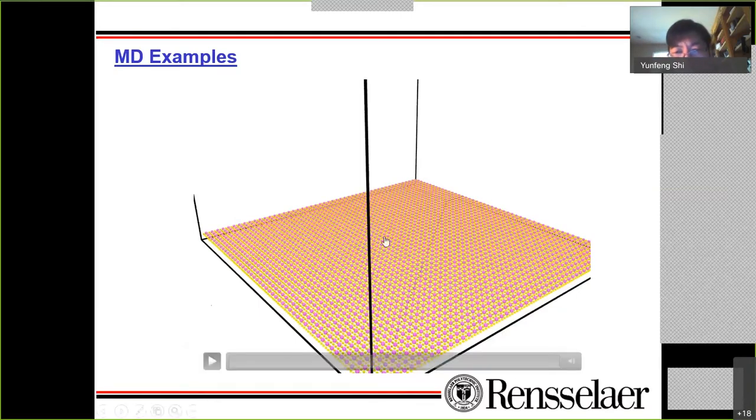So here I'll just show you a deposition. What you see here is that the slightly purple atoms, I believe, are graphene, and the three components of the perovskite are going to come down, and they're going to form the perovskite crystal, right?